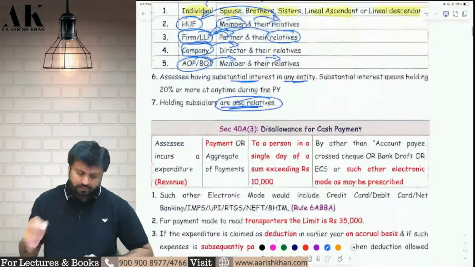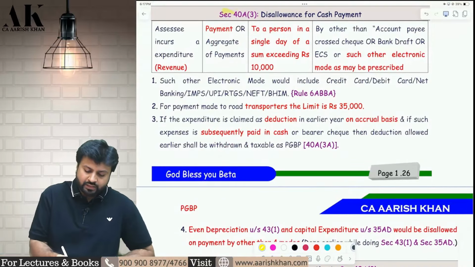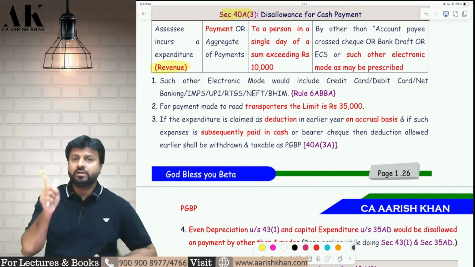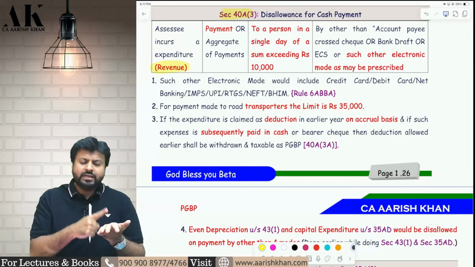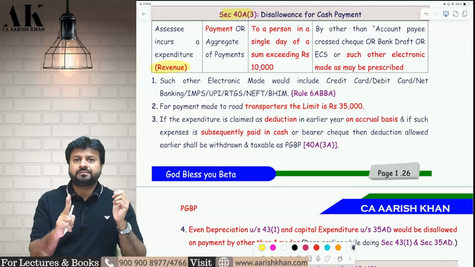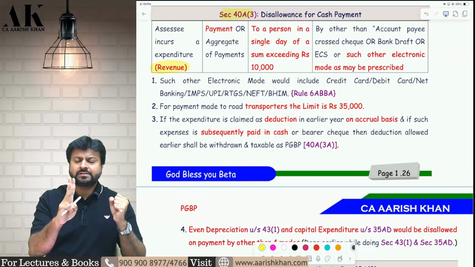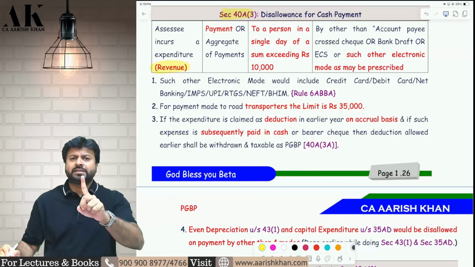Now let's move on to the next section, which is similar to what we have done earlier, 40A3. But this is only for revenue expense. Earlier we dealt with 35AD and depreciation, which was capital expenditure. If you make any revenue expense and you make the payment to one person in a day of more than 10,000 rupees, then you have to make the payment by account payee cheque, account payee draft, ECS, or such other electronic mode as prescribed by the government.